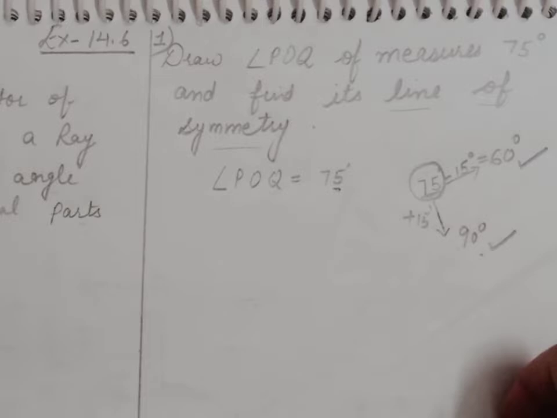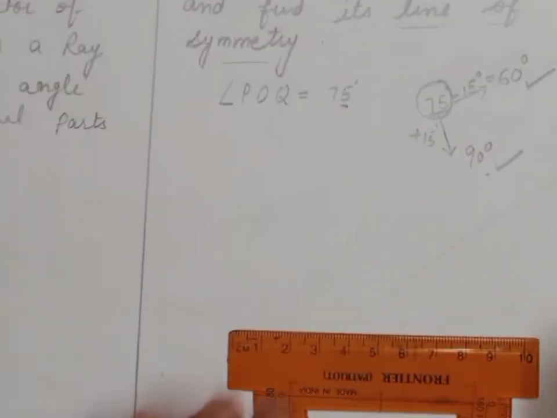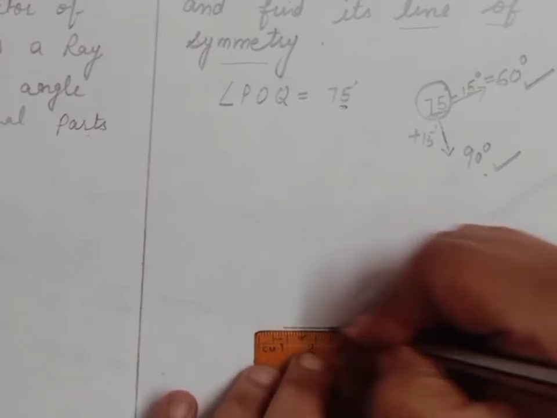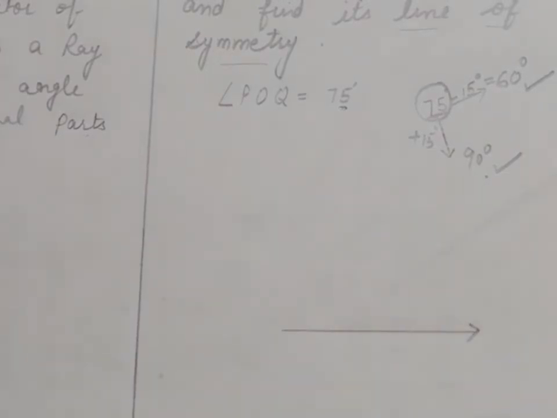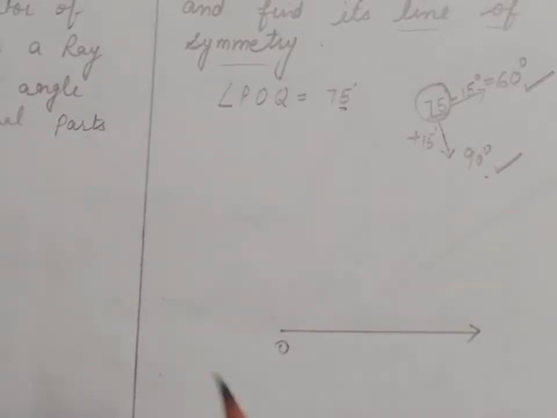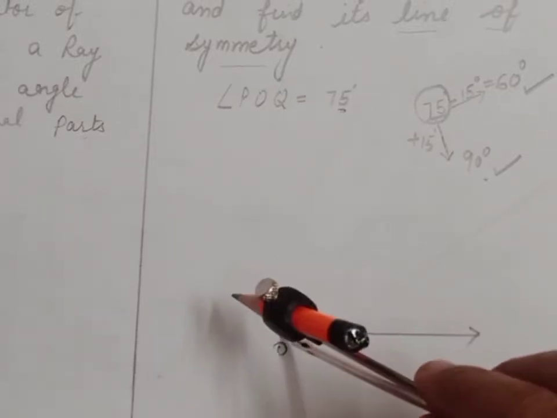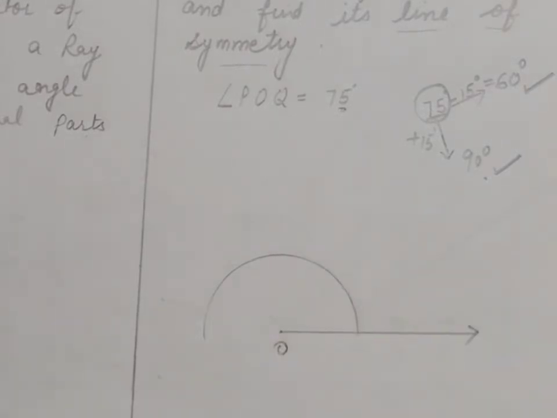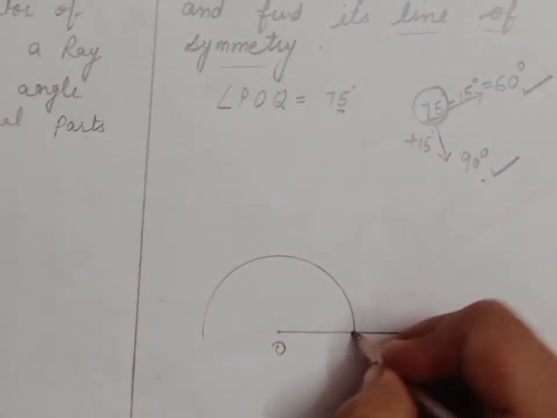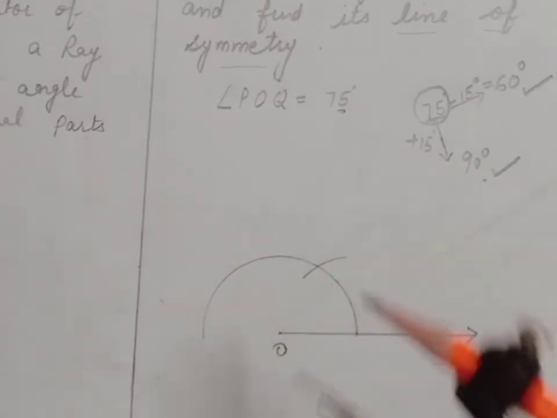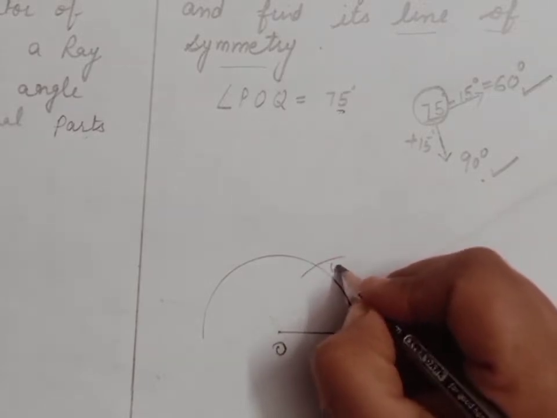First of all, you know very well, we have to draw a ray. The starting point of the ray is O. From this point we will draw a semicircle with a convenient radius. You can see this is the 0 degree angle at this point. The first arc will be of 60 degree.